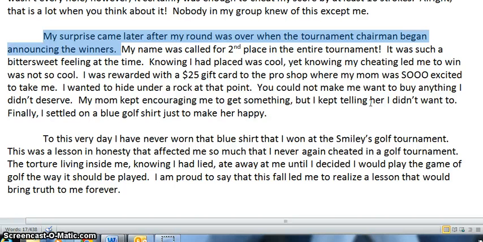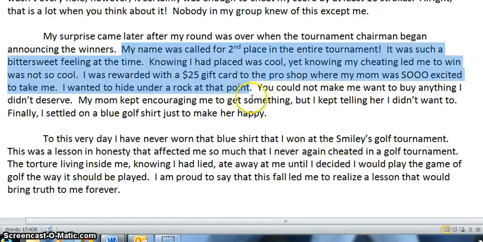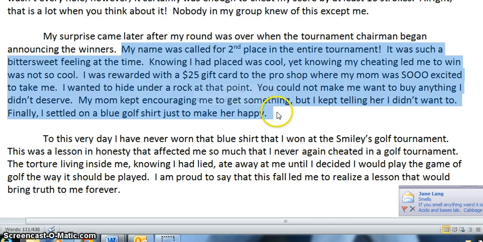My surprise later came after my round was over when the tournament chairman began announcing the winners. Okay, now there's my claim. The rest of this paragraph is all about the winning. And if you look at the remainder here, this is all my evidence to support this top line here. So let's read about it.